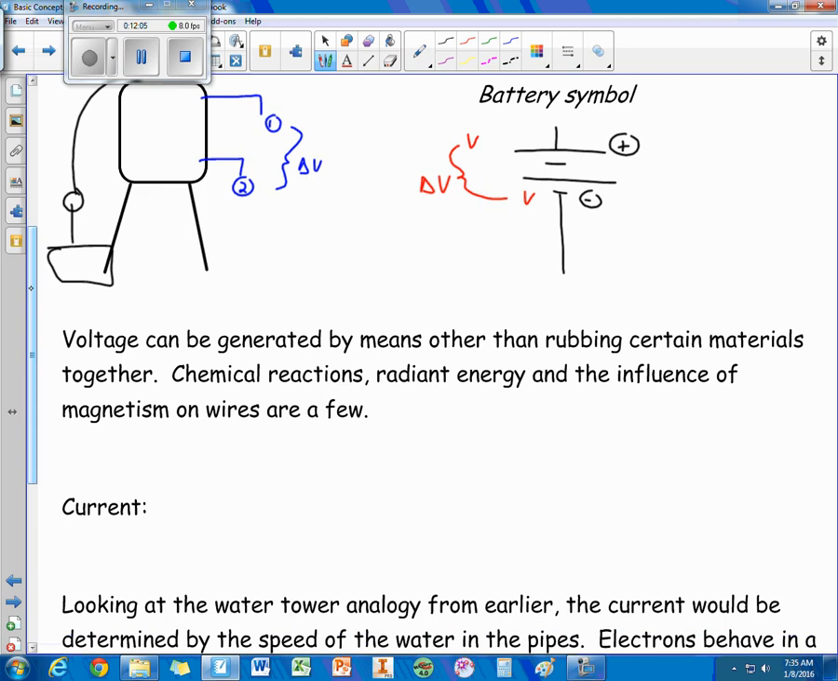Now, voltage can be generated by other means than rubbing certain materials together. Chemical reactions, such as batteries, can have a voltage. Radiant energy, such as solar panels, can have voltage, and the influence of magnetism on wires, such as electrical generators, can also have voltage as well.